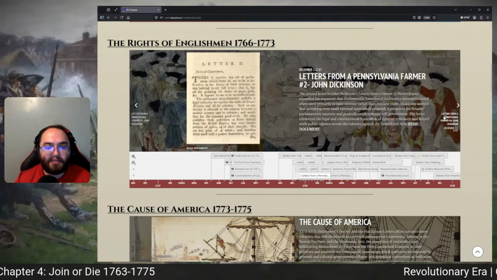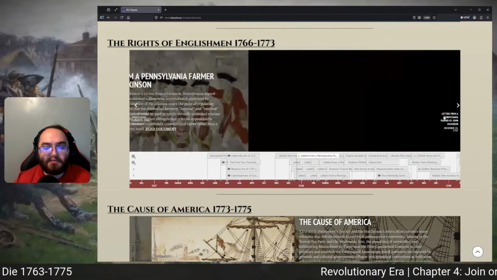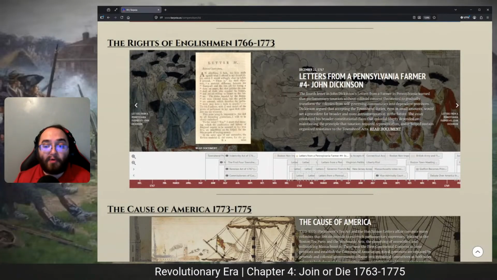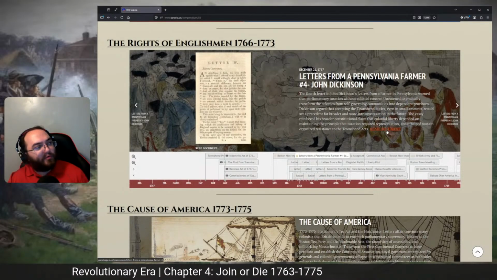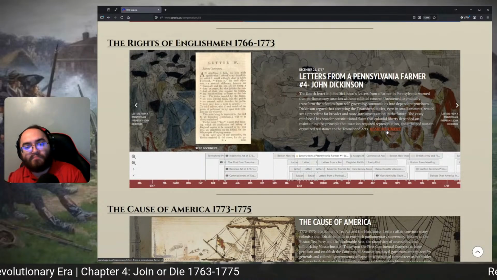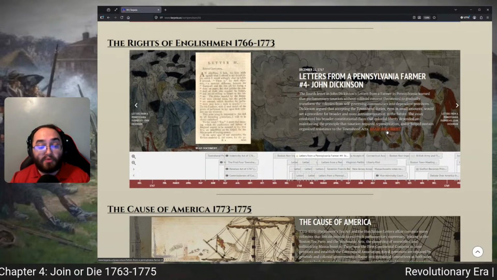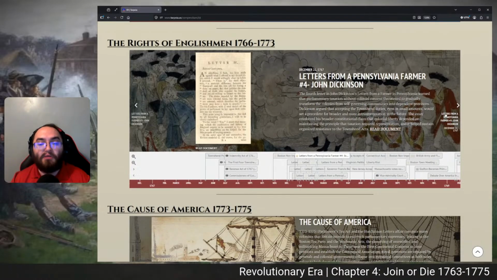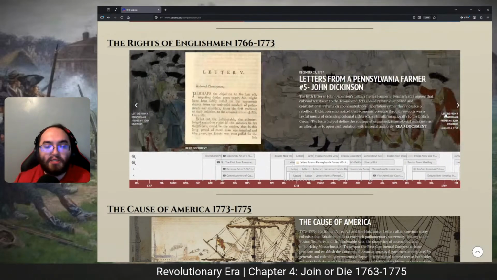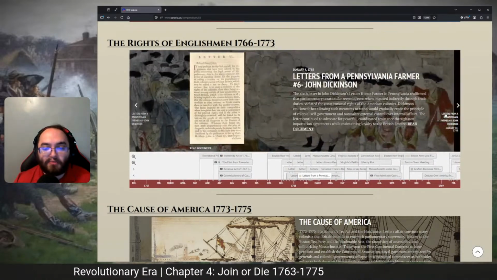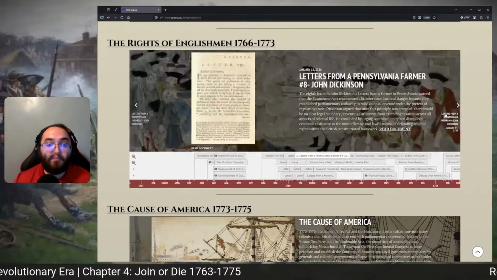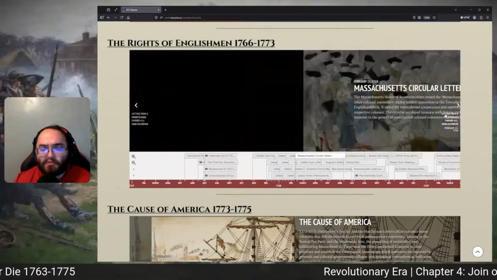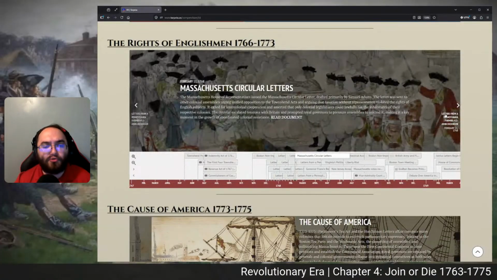And so John Dickinson becomes very popular because of these essays. He wrote a bunch of them that I have compiled and added to this timeline. And again, if you're looking at these primary source documents and want to read the full text, you can click on the Read Document button, and it'll take you to the full text. So I have a bunch of these, like 13 or 14, I think. Let's see. You have the Massachusetts Circular Letter.